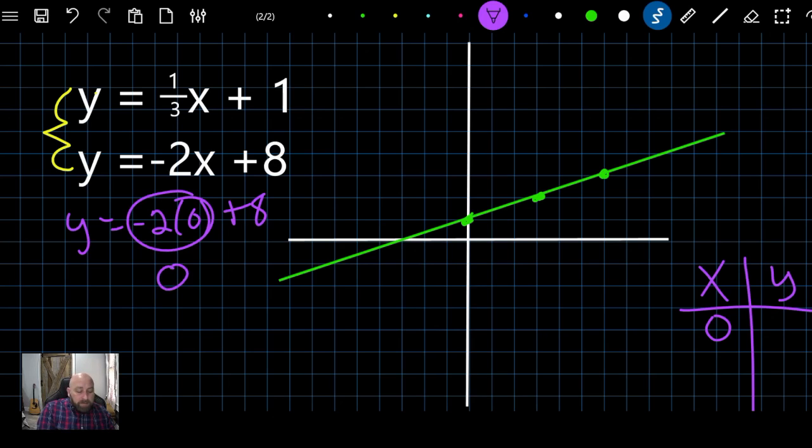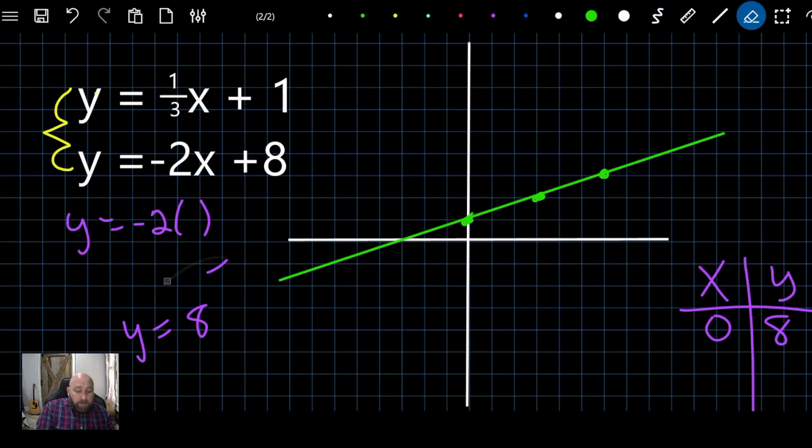-2 times 0 is 0 plus 8 is just 8. So y equals 8. So when x equals 0, y equals 8. Now we're going to do it again. We're going to do this one 3 times just to make sure that we don't mess up. That third time just kind of checks it.